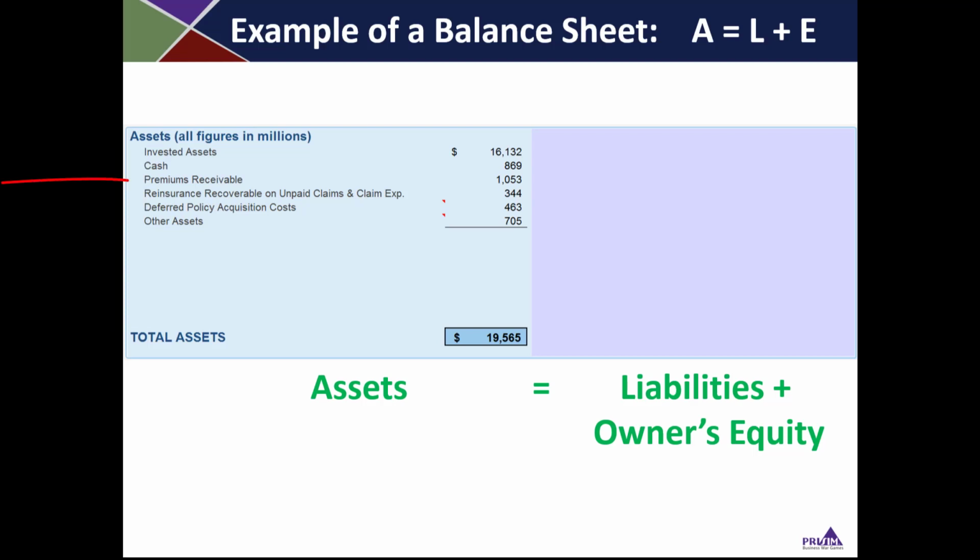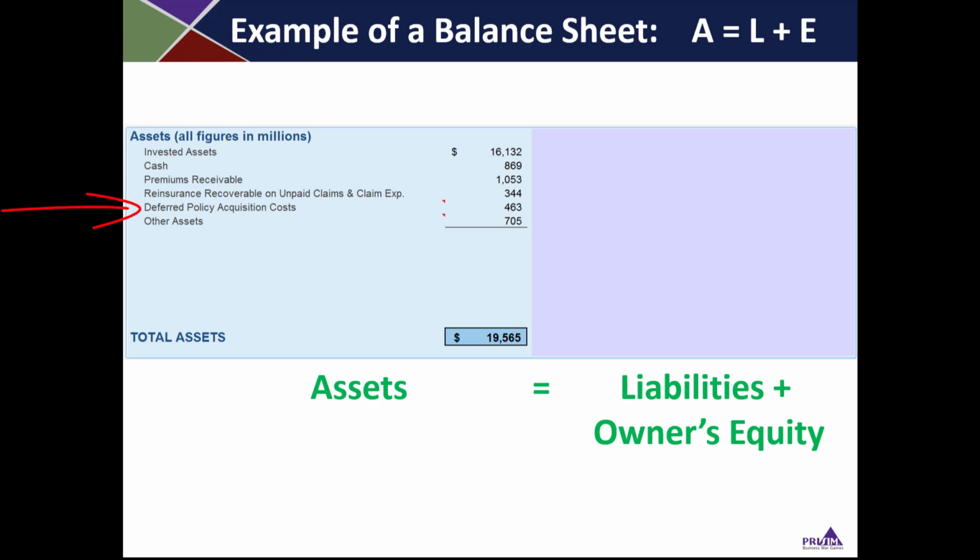And then premiums receivable. This is what customers owe you for coverage that you provided, but for which they haven't yet paid. And then reinsurance recoverable. Reinsurance companies owe you money for coverage that they provided based on premiums that you've turned over to them.